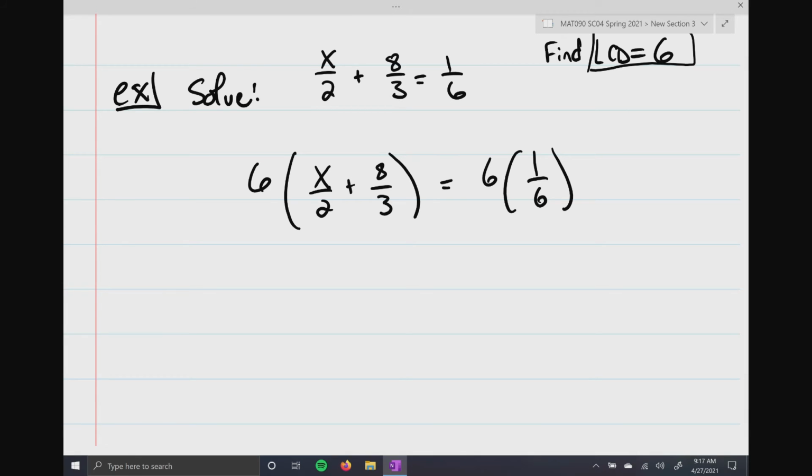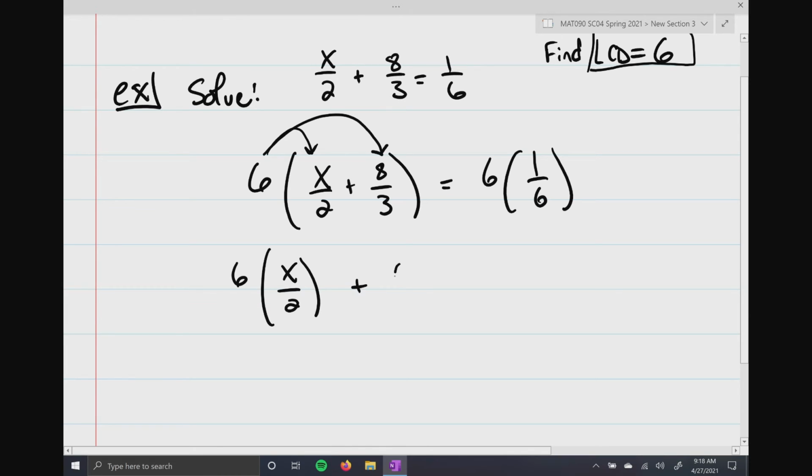So I'm going to use the distributive property first, but I'm not going to simplify anything because I want you to see what's happening. So I'm going to multiply both of these fractions by my LCD. So I get 6 times x over 2 plus 6 times 8 over 3 equals, and over here on the right, I'm just going to leave it the same for now. So the only thing I did was just distribute.